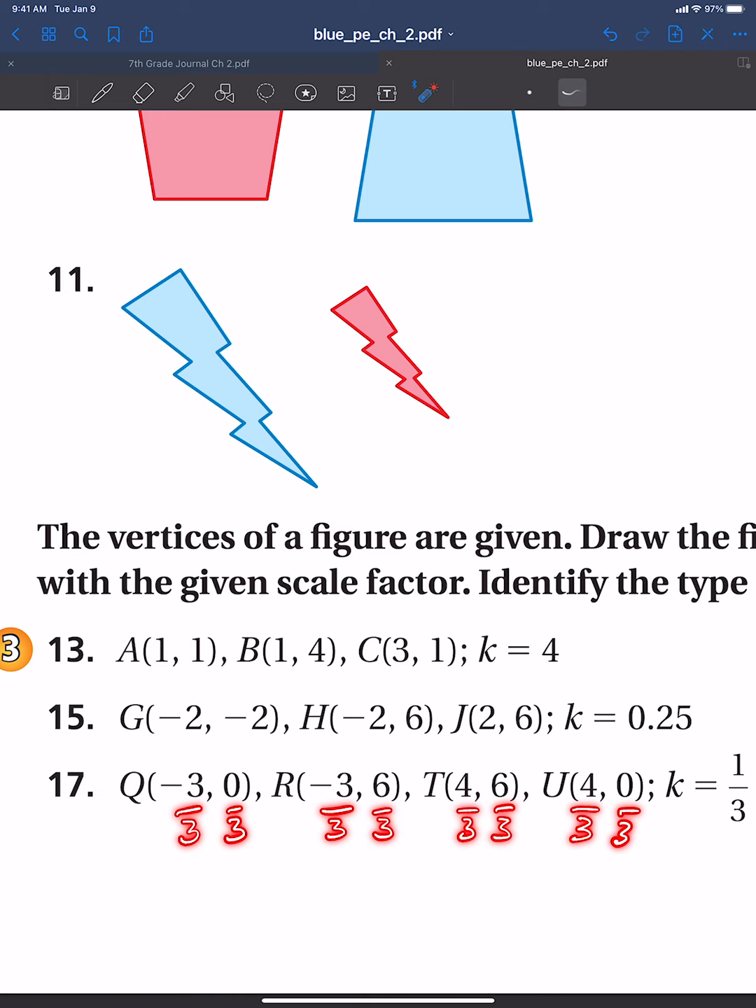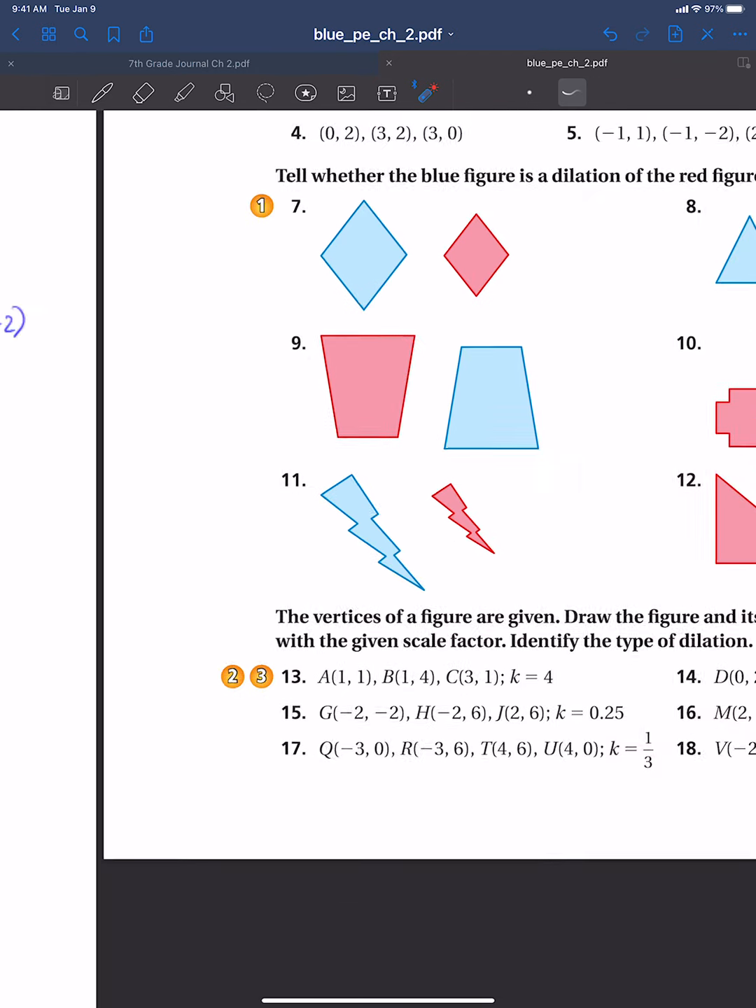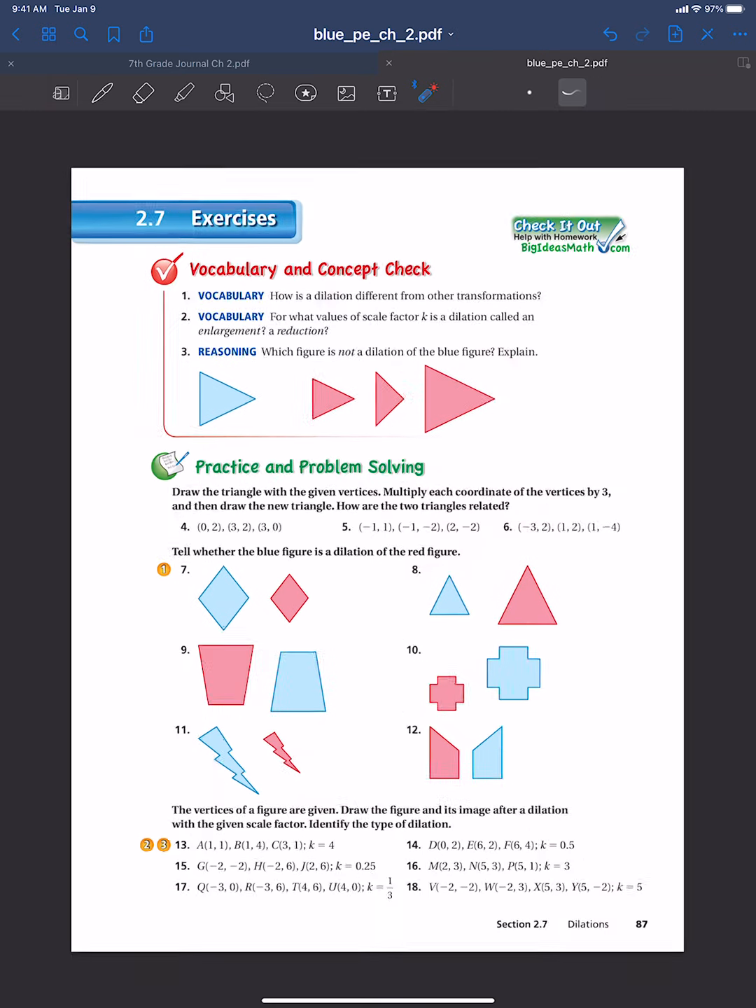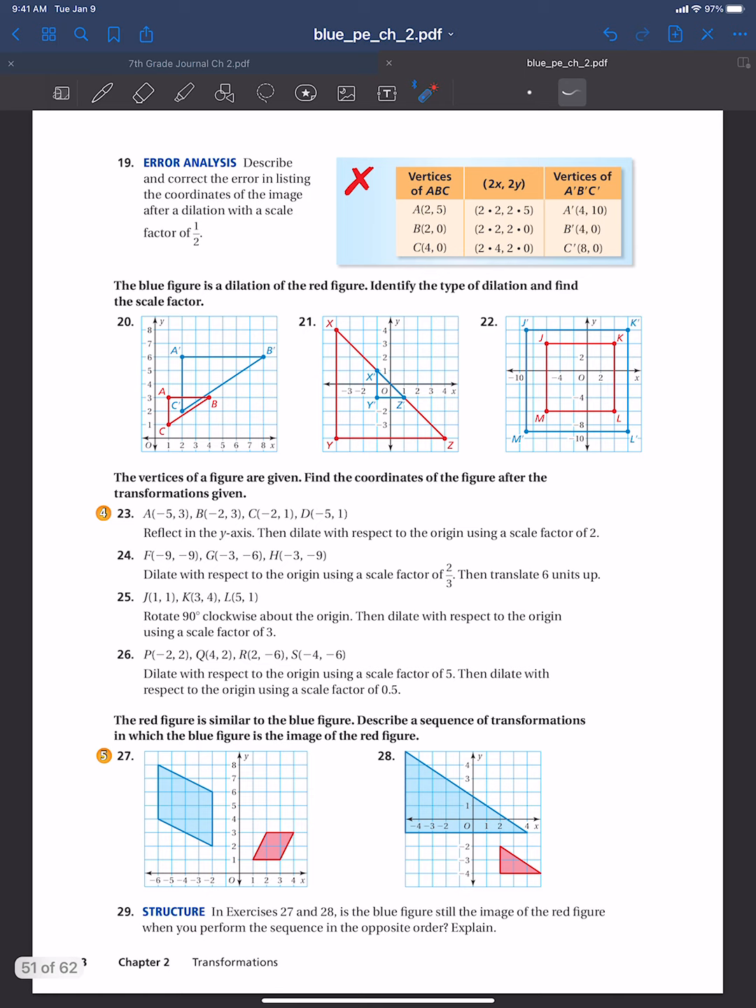So my new coordinates for this shape would be Q prime would be negative 1 comma 0, because negative 3 over 3 is still negative, right? R prime would be negative 1 comma 2, because 6 divided by 3 is 2. So are you getting the point here? You're just taking the scale factor and multiplying it or dividing it throughout, okay? Scale factor is the K. That's all you're really doing, guys.